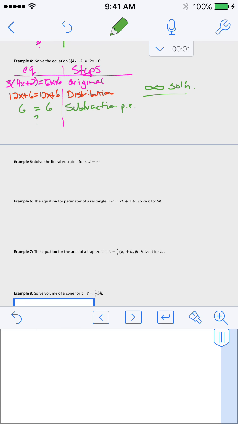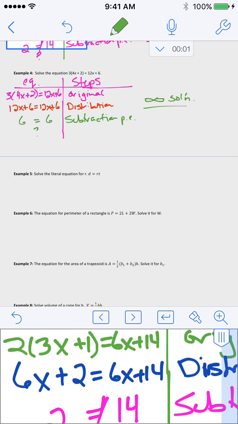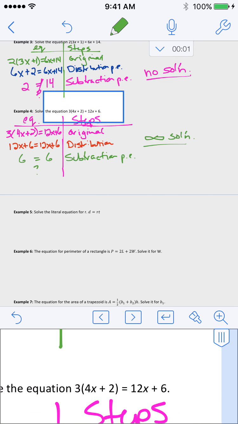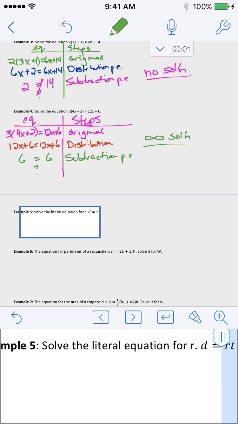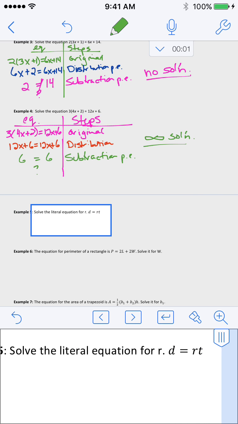All right, rearranging equations. So far we've dealt with equations that have one variable. You can solve it out and get x equals 5 or 2, or you end up with some weird situation like this. Next, we're going to talk about something we call literal equations, which is definitely an equation, but it's got more than one variable. So let's take a look at this one.